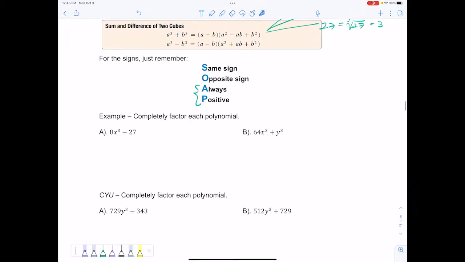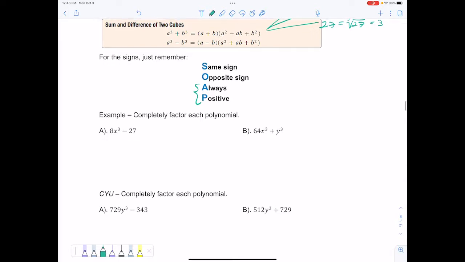Okay, so let's try one of these. So I have 8x cubed minus 27. 8x cubed is a perfect cube because the cube root of 8 is 2, and the cube root of x cubed is just x, because x times x times x is x cubed. And 27 is a perfect cube. 3 times 3 times 3 is 27. Okay, so now, since I am subtracting, I'm going to use my difference of 2 cubes formula.